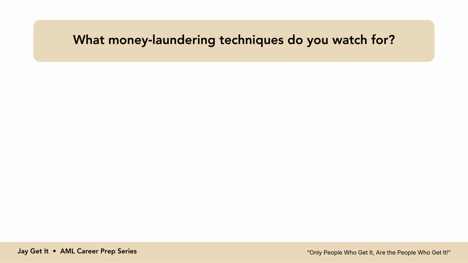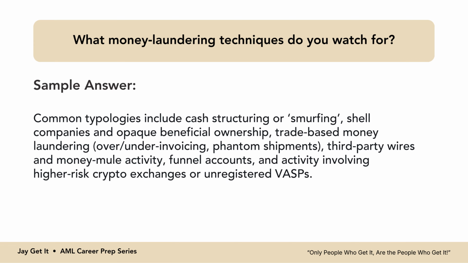Question number 5. What common money laundering techniques do you watch for? Sample answer. Common typologies include cash structuring or smurfing, shell companies and opaque beneficial ownership, trade-based money laundering, over/under invoicing, phantom shipments, third-party wires and money mule activity, funnel accounts, and activity involving higher-risk crypto exchanges or unregistered VASPs.